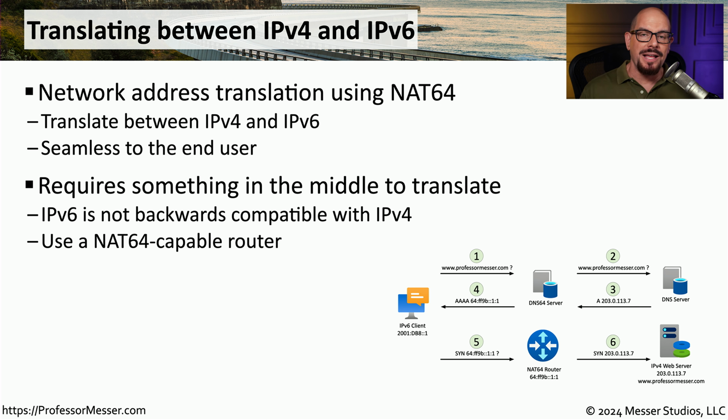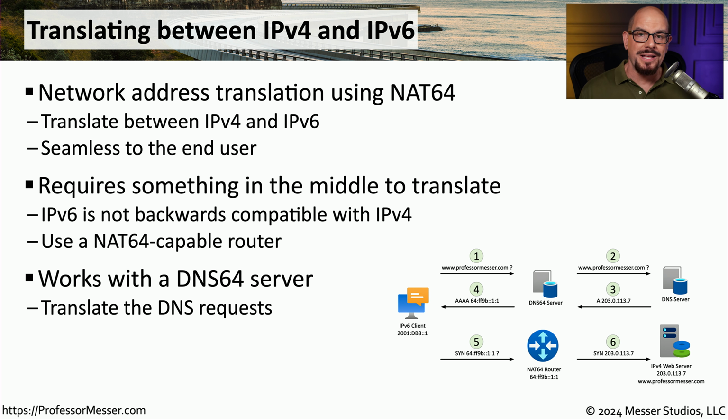Just as we need a specialized network address translation router when we're using IPv4, we also need a specialized router when we're using NAT64. This allows us to take a device that communicates via IPv6, but still allow it to communicate with devices that only communicate using IP version 4. The key is in the middle, we're able to use a NAT64 capable router to make that translation change between those two protocols. This also uses a specialized DNS server to be able to translate the DNS requests from IP version 4 to IP version 6. This is called DNS64, and it's an important part of the overall NAT64 process.